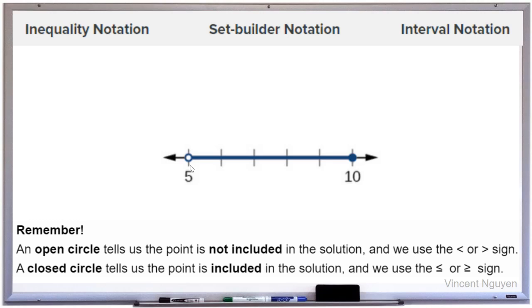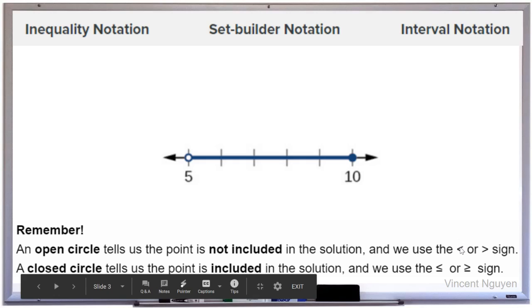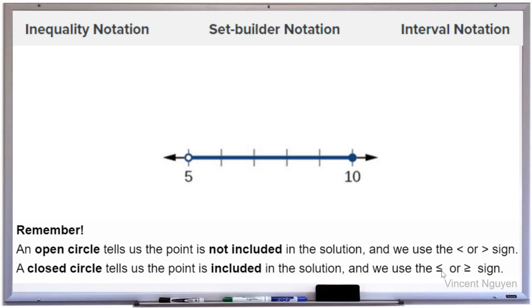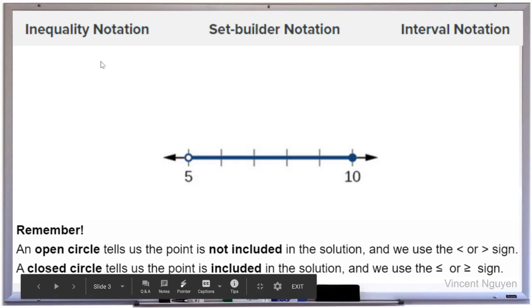This is called an exclusion in the domain, okay? Opposite of that would be the closed circle. The closed circle indicates that we do need to include the value. So 10 would be a valid value for the function, okay? And with the open circle, we use the inequality symbol without the equal sign. And for closed circle, we use the equal sign with the inequality symbol because we do want to include that value, okay? So here are the three different notations that we're going to be talking about today.